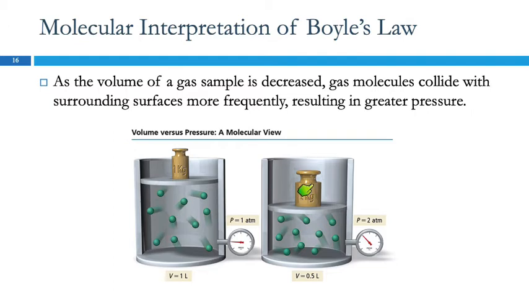So if we put a heavier weight on the ceiling and add more pressure to this, you can see the pressure went up to 2 atmospheres. We doubled the pressure, the volume gets cut in half. So the pressure got multiplied by 2, the volume got divided by 2. And that's that relationship.